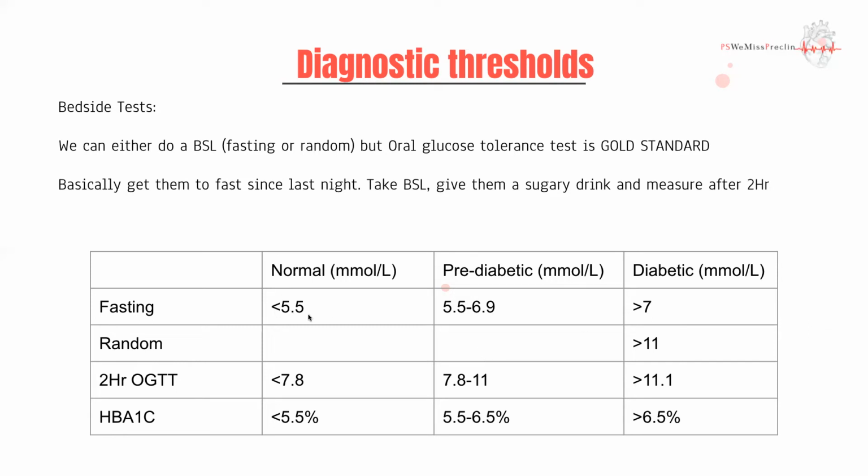Less than 5.5 is normal, 5.5 to 6.9 is pre-diabetic. And it is at this stage, if you get somewhere in between this, that you'd consider doing an OGTT. Above 7 falls within the diabetic level.